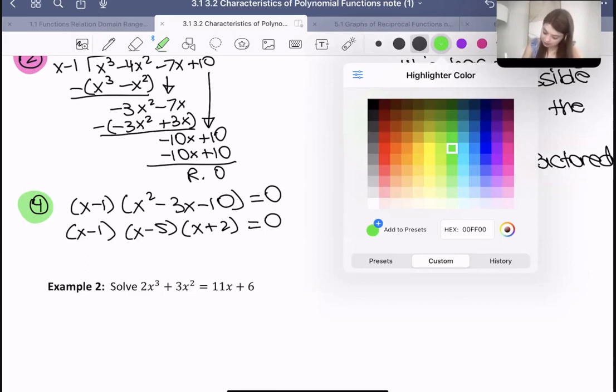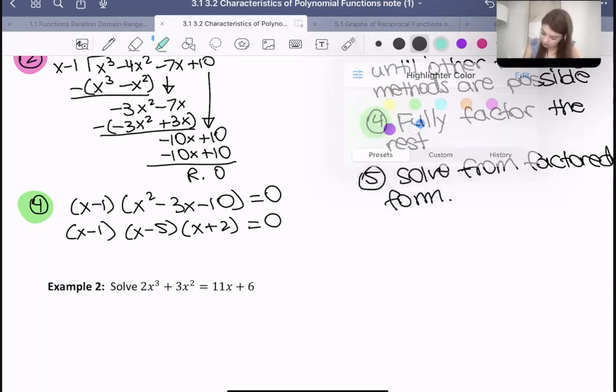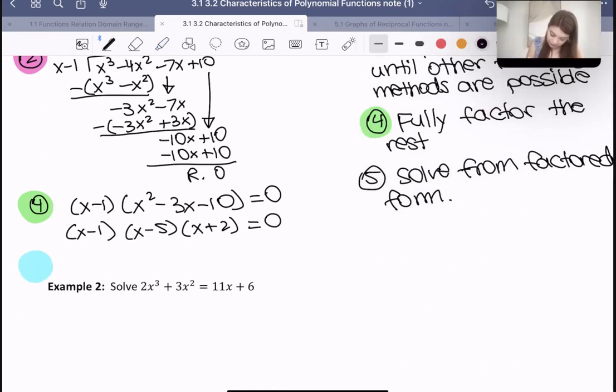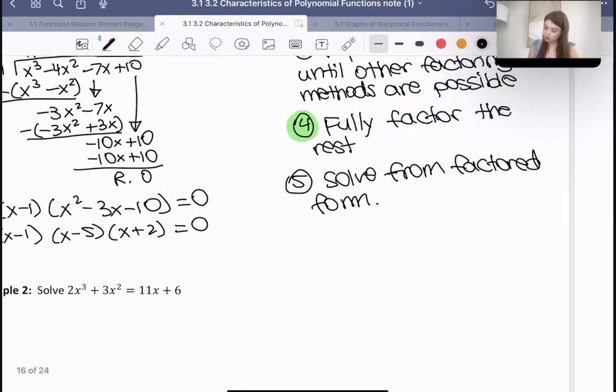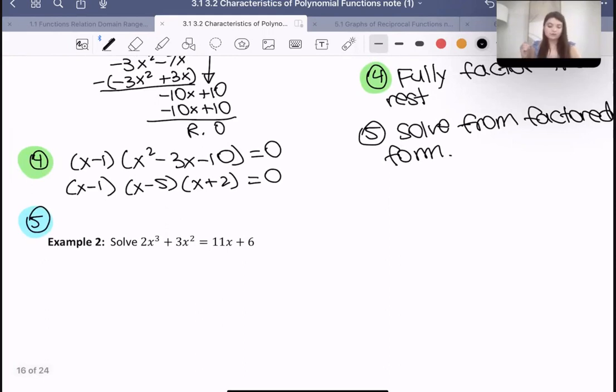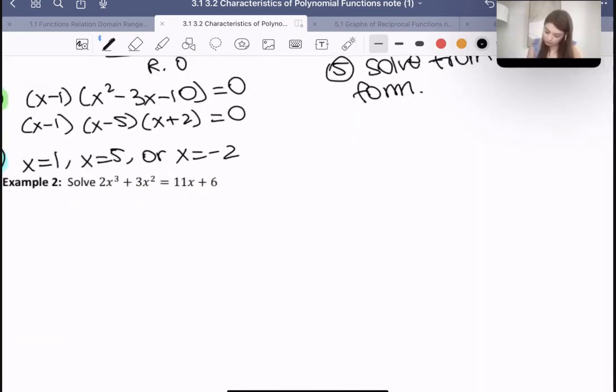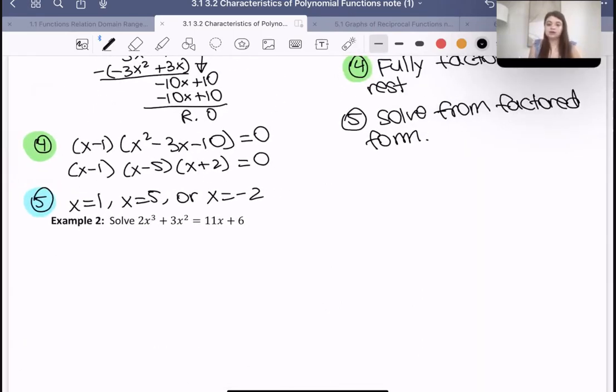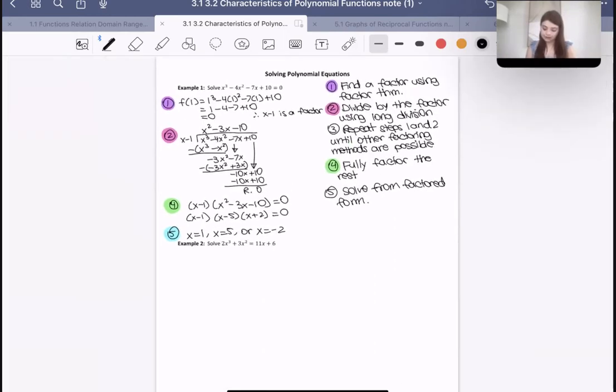Now step 5, let's use a different color. It says to solve from the factored form. So here we just have to use our zero product property and say, well, we know that x minus 1, x minus 5, and x plus 2, that one of them has to be 0 for the whole thing that we're multiplying together to be 0. So for the solving, it's either x equals 1, x equals 5, or x equals negative 2. And so those are our solutions. We were told to solve this, and we did. We solved that these are the 3 solutions here. And there we have it. Now we're done.